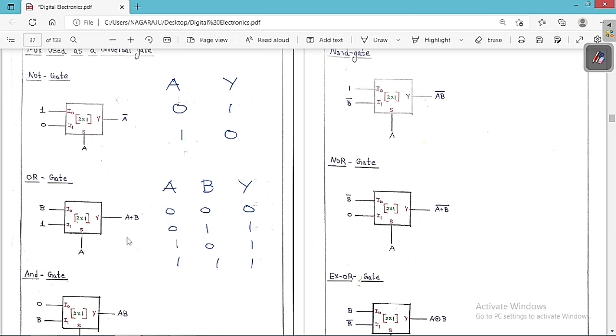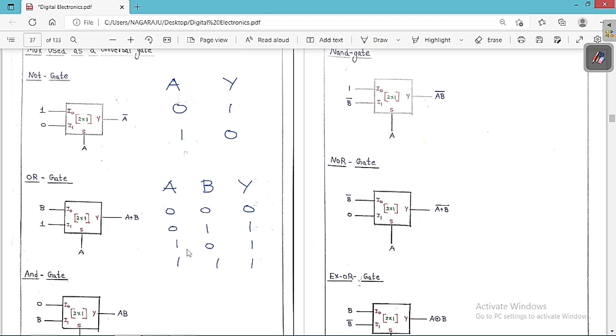Therefore, whenever A is equal to 0, you can see clearly if B is 0, Y is 0. If B is 1, Y is 1. It means if A is equal to 0, whatever the B is, we are going to get the same output. Therefore, you have to give this line to B. Because this line is activated, whatever this B is, the same thing will be output Y.